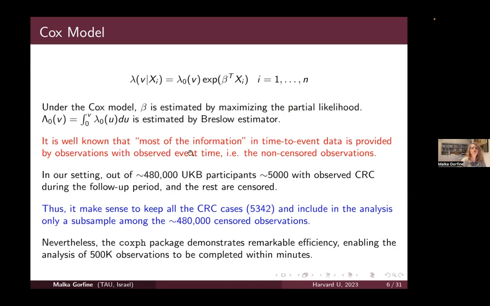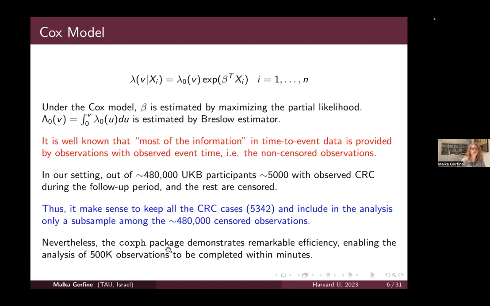Now, it is well known that most of the information in survival data is provided by the observations with observed event, i.e. the non-censored observations. And in our setting, as I mentioned, we have about 480,000 participants, and only about 5,000 of them were observed with colorectal cancer during the follow-up period. So if we would like to save computation time, it makes sense in such a rare disease setting to keep all the colorectal cancer cases and then subsample only among the censored observations.